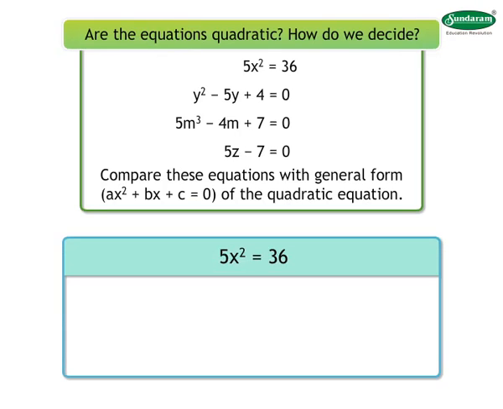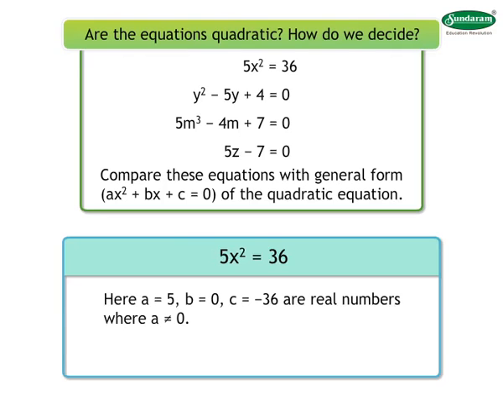5x square is equal to 36. Here, a is equal to 5, b is equal to 0, c is equal to minus 36 are real numbers where a is not equal to 0. It is a quadratic equation in variable x.